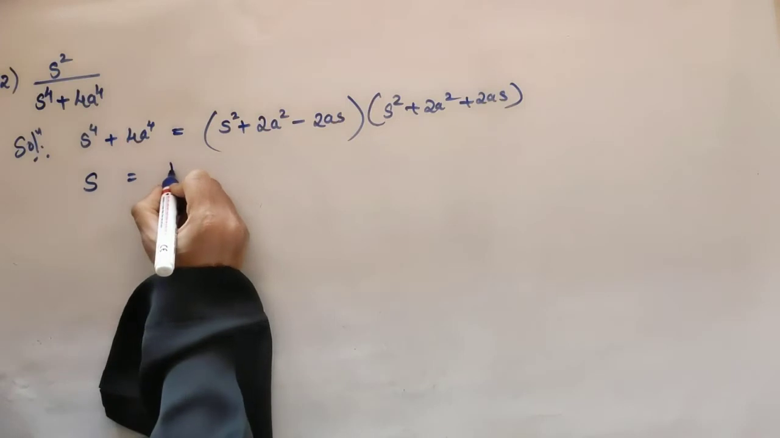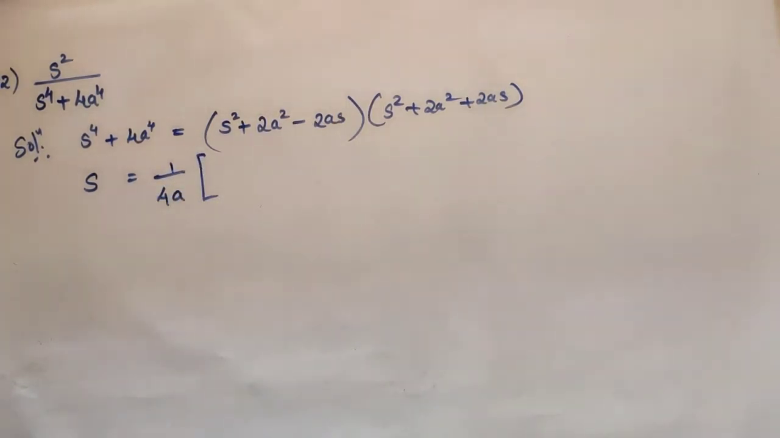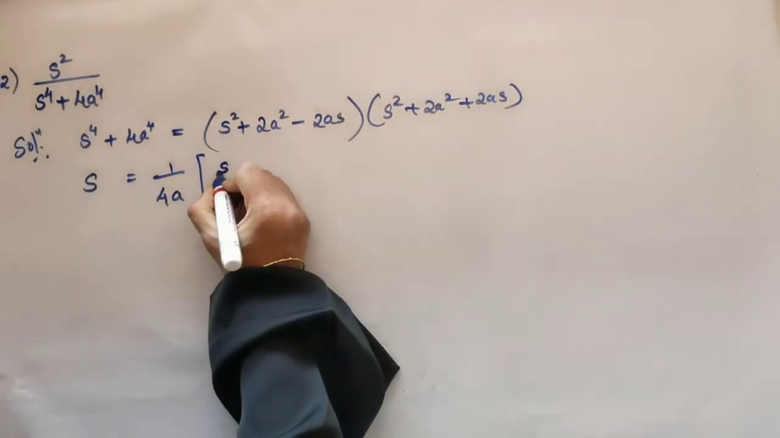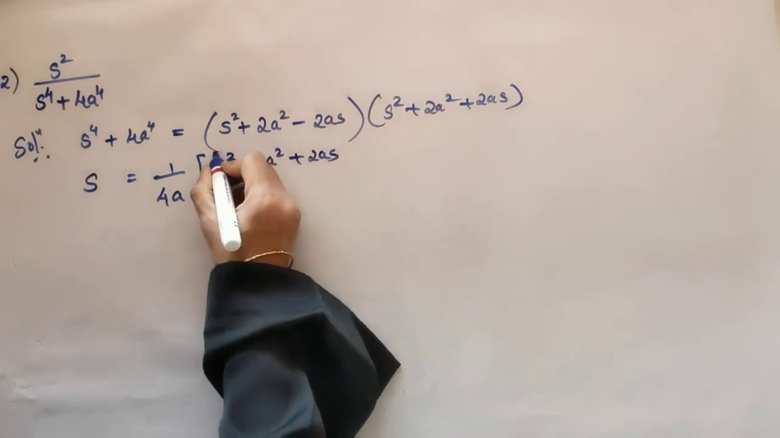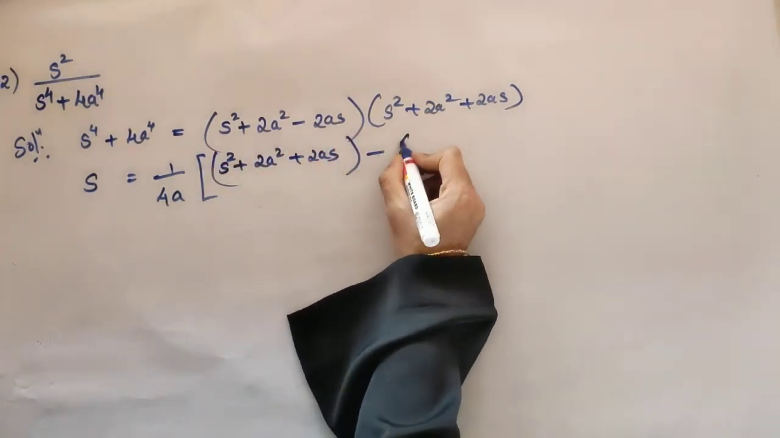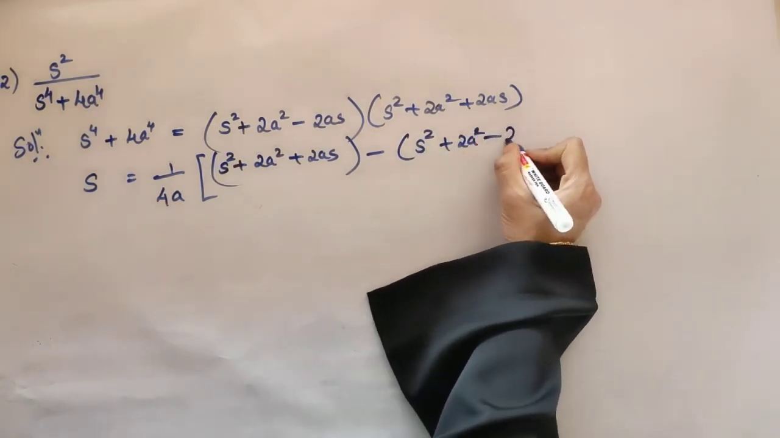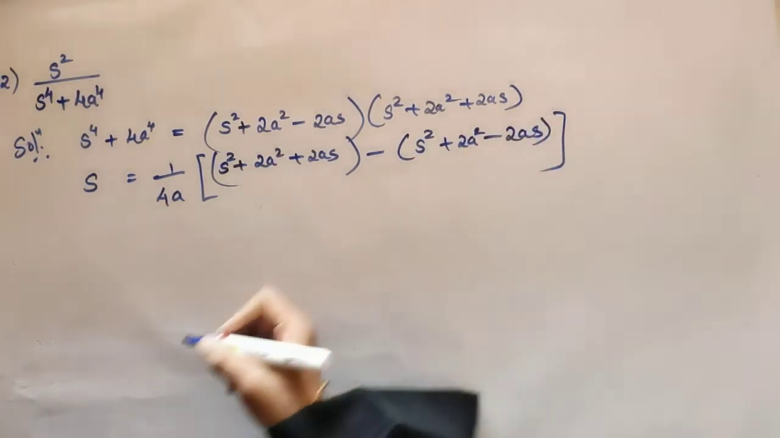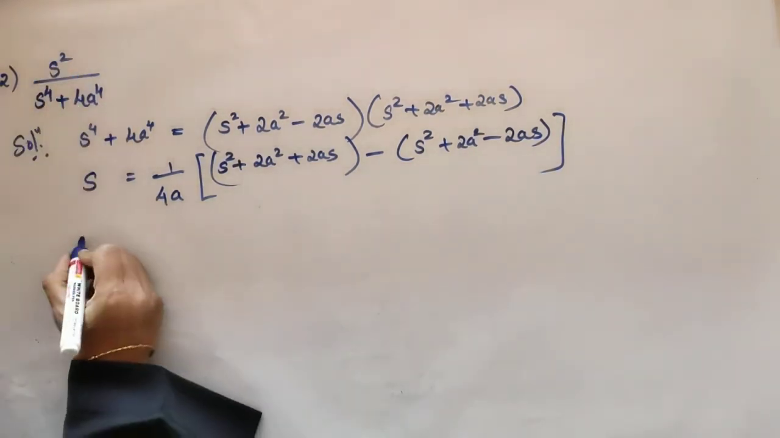Similarly, s can be written as 1 by 4a times (s square plus 2a square plus 2as) minus (s square plus 2a square minus 2as). This we have already seen in my previous problem. I am just continuing the same thing. Okay, so this thing can be written as s.